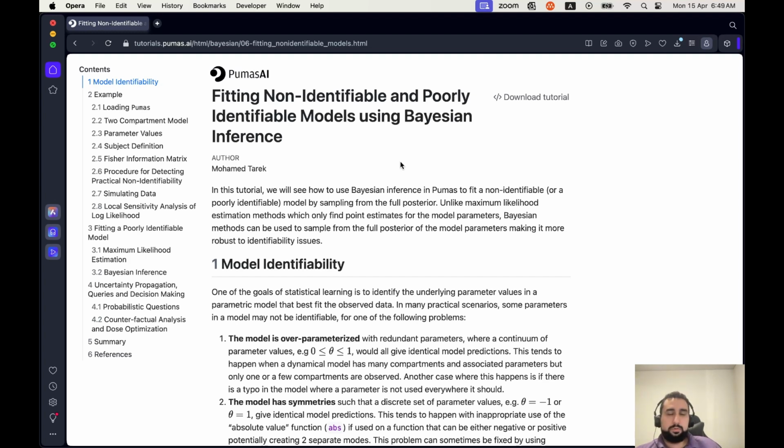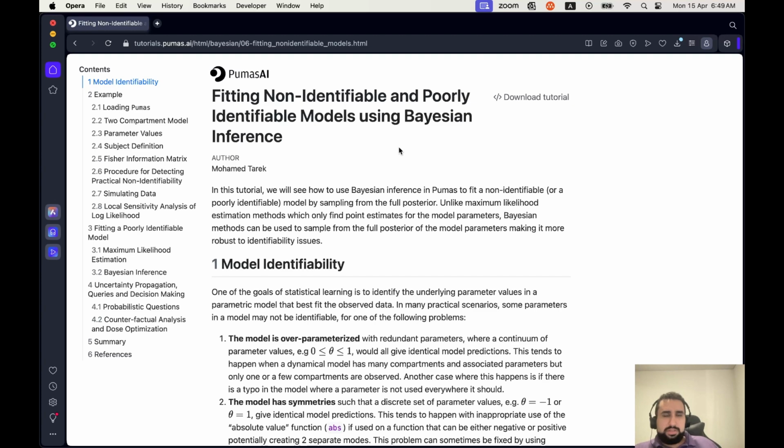Focusing a lot on the workflow, on the use cases in pharmacometrics, and not so much necessarily on the math of Bayesian inference, which I'm going to assume that people here are somewhat familiar with already.